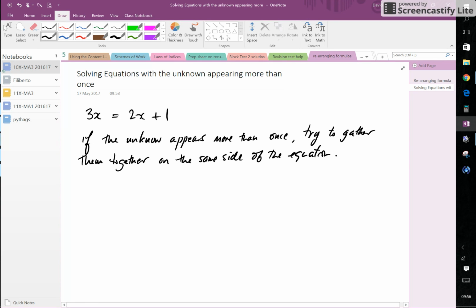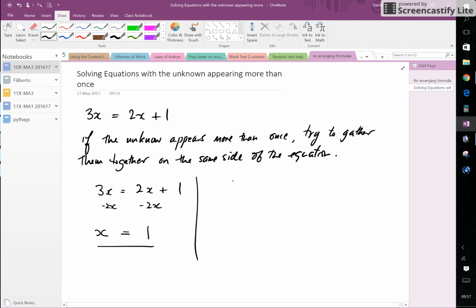All right, so for example, how can we gather the x's together? Well, we can do that by subtracting something from both sides on this occasion. So if we've got our 3x equals 2x plus 1, if we subtract this 2x from both sides, then we will eliminate the 2x from the right-hand side. So 3x minus the 2x leaves us x. And the 2x minus 2x gives us nothing, and we're left with our answer, which is x equals 1. So we subtracted 2x from both sides.